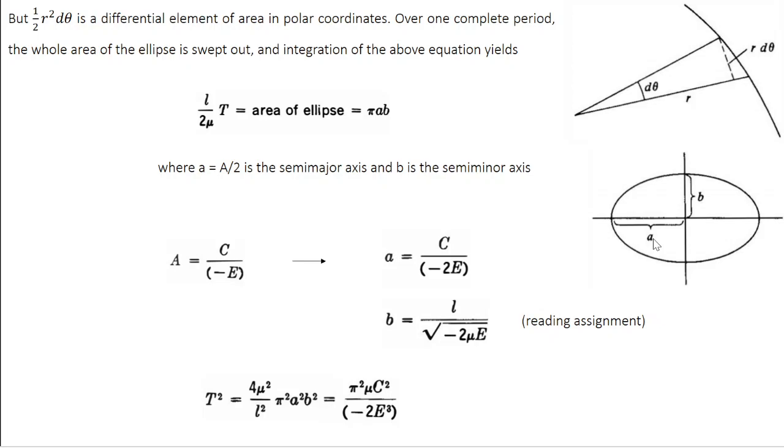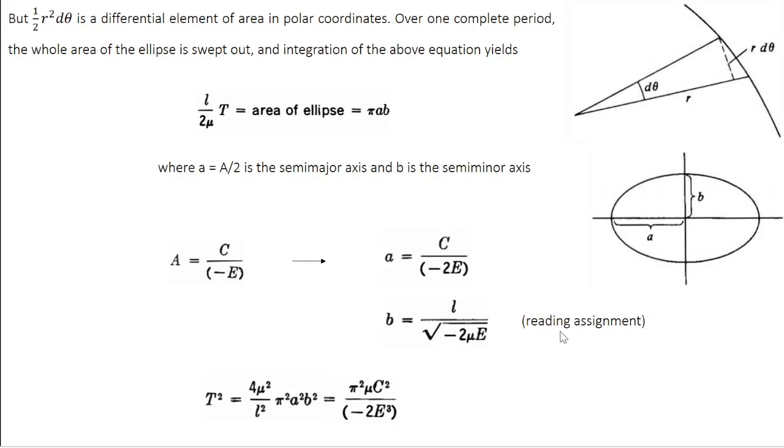Now semi-major axis is nothing but half of the major axis. So small a equal to capital A by 2. We know the expression for capital A. This is C by minus E. So small a is equal to C divided by minus 2E. And the semi-minor axis B is given by L divided by square root of minus 2 mu E.